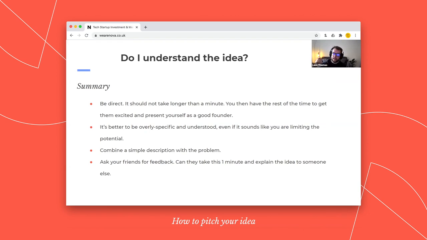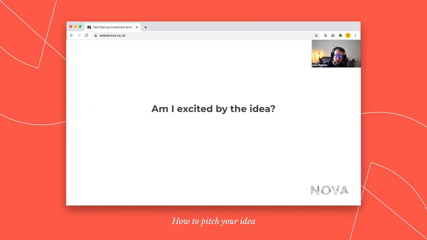Hopefully you get a tick in this section. We all understand your idea. You've been really specific, and we can all get our heads around it. The next question for us: am I excited by the idea? Does the panel, do Nova and do our investors, or any investors, get excited by the opportunities and the risks?